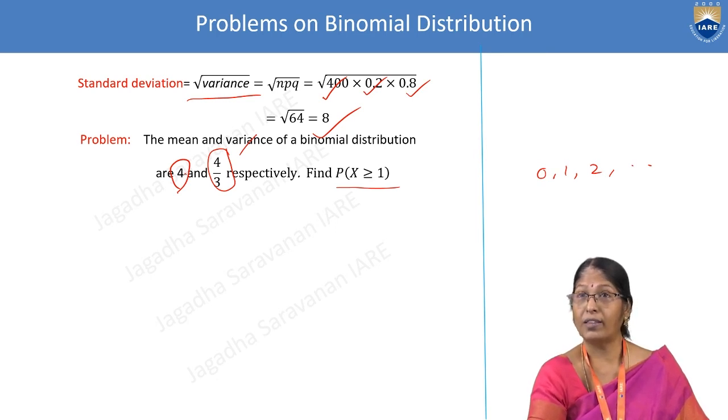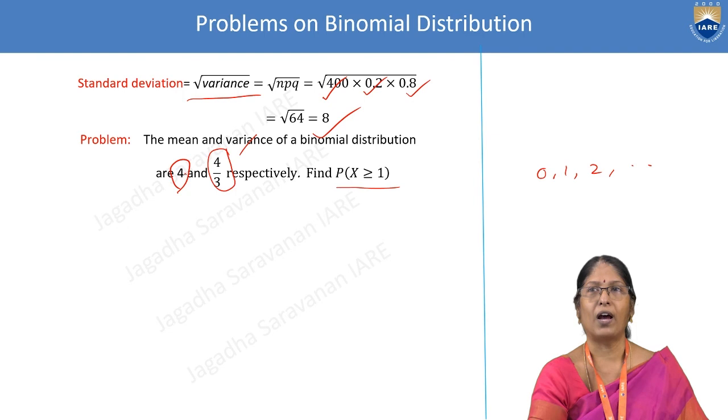N, P, Q: only when these three are known can we apply the binomial distribution formula. So first, we have to find these values: P, Q and N.